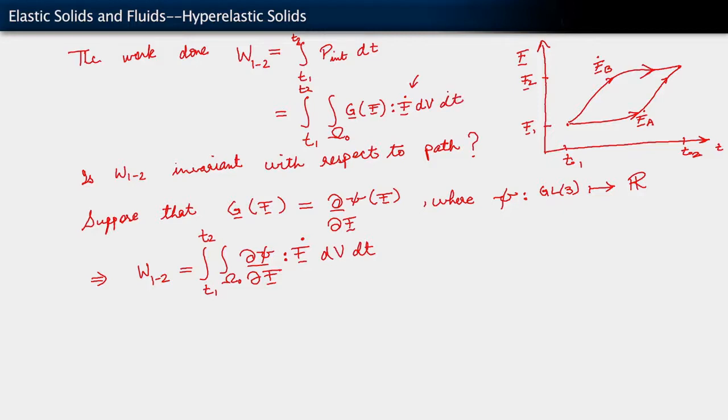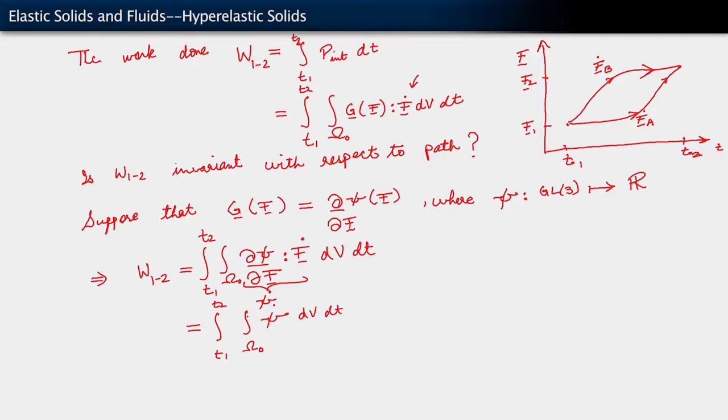Okay, right? Okay, but then you look at this. This is just from the chain rule, given that psi is a function of F alone, right? What we have is that this is essentially psi dot. Okay? So our integral now becomes the integral from T1 to T2, integral over omega naught, psi dot dV dt.